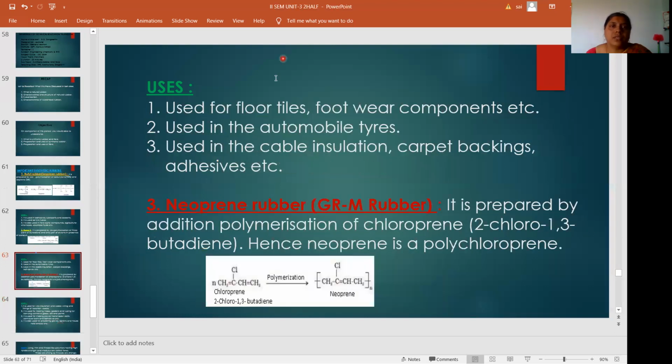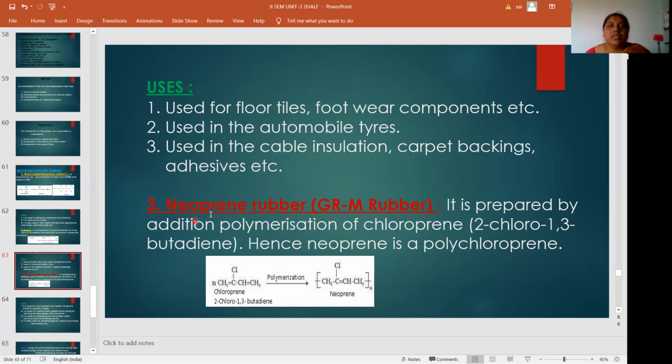Then we'll see the uses. It is used for floor tiles, footwear components, etc. It is used in automobile tires, in cable insulation, carpet backings, and adhesives. It is also used as an adhesive, that is, for sticking purposes. So carpet backside fillings, backside making. So these are the uses.